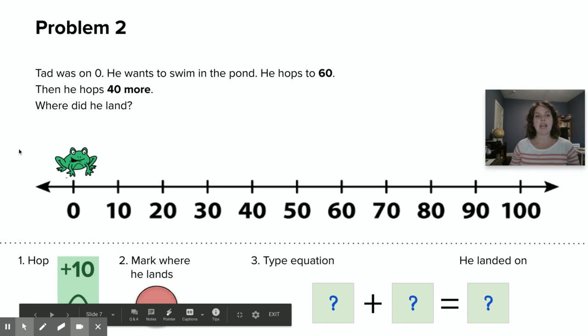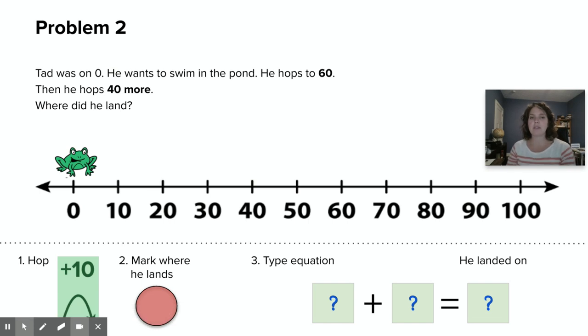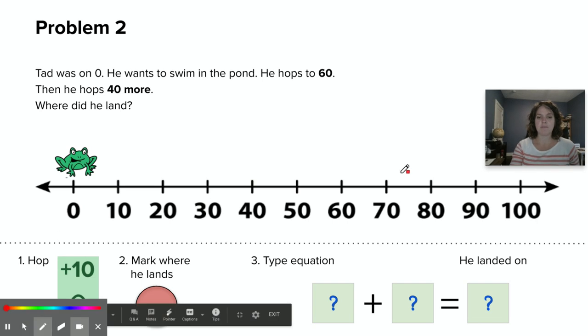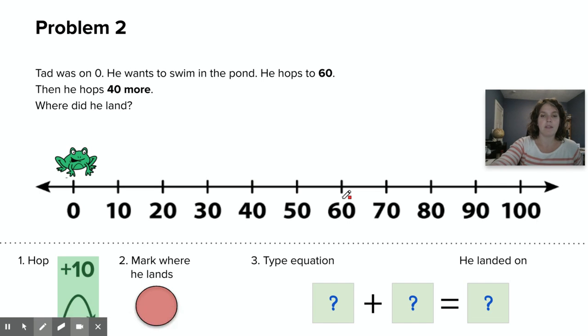All right, so here it says Tad was on 0. He wants to swim in the pond. He hops to 60. Then he hops 40 more. Where did he land? So go ahead and on your dry erase board, I want you to solve that problem. He hops to 60, that's our starting point, and then he's going to hop 40 more.